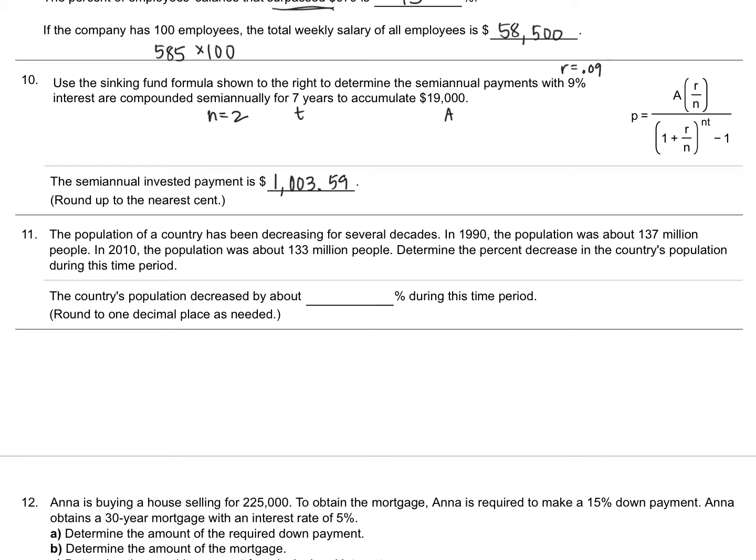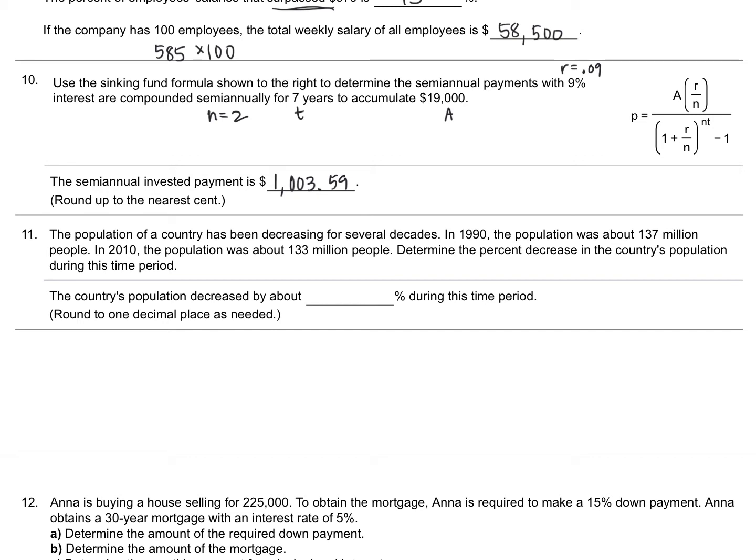Number 11. The population of a country has been decreasing for several decades. In 1990, the population was about 137 million. In 2010, the population was about 133 million. Determine the percent decrease in the country's population during this time period.